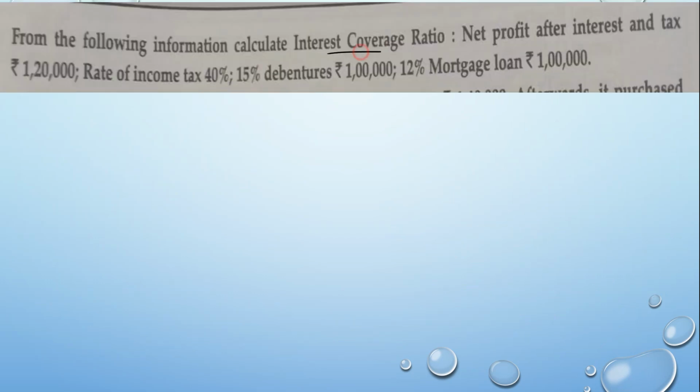Here also you are supposed to calculate interest coverage ratio. What is given? Net profit after interest and tax. The same way they have given us net profit after interest and tax 1,20,000. Rate of income tax is 40%. But here we have 15% debentures, rupees 1 lakh, and 12% mortgage loan 1 lakh. So there are two long-term debt items available. We'll have to calculate interest for both of them, added together. That would be the total interest. Okay. So the same way we'll have to work back and then arrive at the required information.